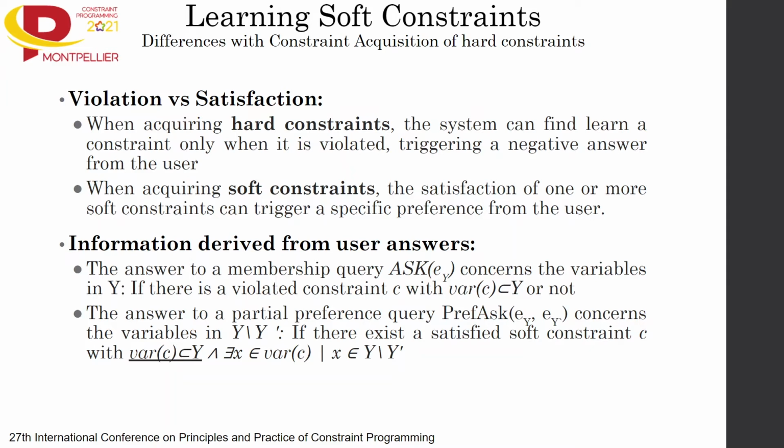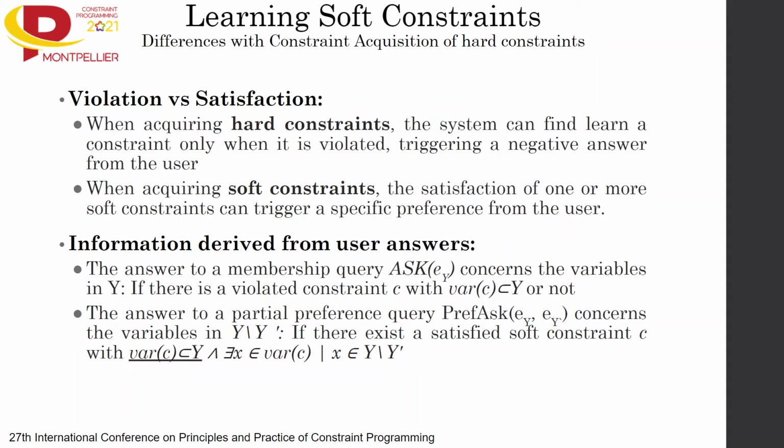First, when acquiring hard constraints, the system can learn a constraint only when it is violated by the example posted, as the violation of a constraint from the target network is what triggers a negative answer from the user, while the satisfaction of the candidate constraints does not really give any information. On the other hand, when acquiring soft constraints, the satisfaction of one or more soft constraints from the target network can trigger a specific preference from the user to one example over another.